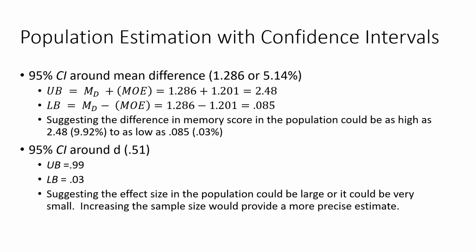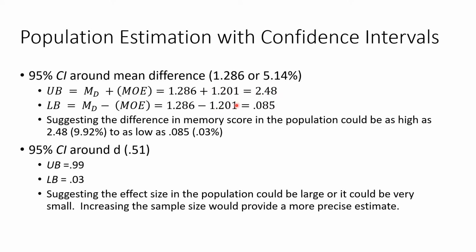The next pillar, of course, is population estimation with confidence intervals. And you have a couple of those as well. You can do the 95% confidence interval around the mean difference. In this case, the mean difference was 1.3 essentially, and so that is the point estimate. And then we add and subtract from that the margin of error to get the upper bound and the lower bound.